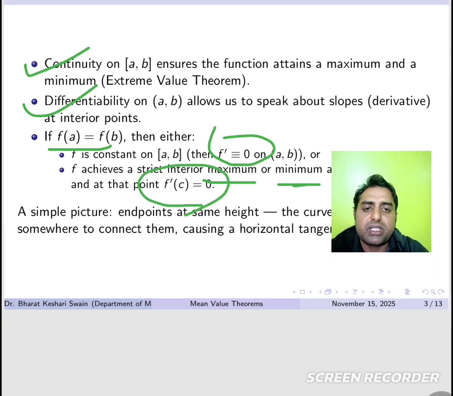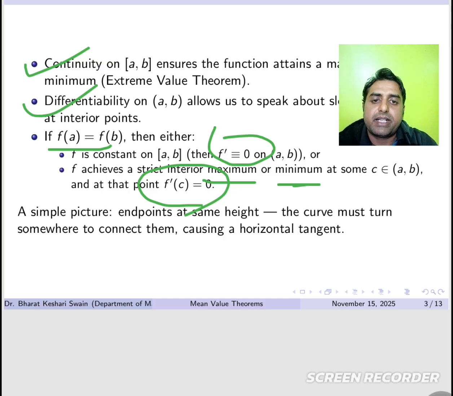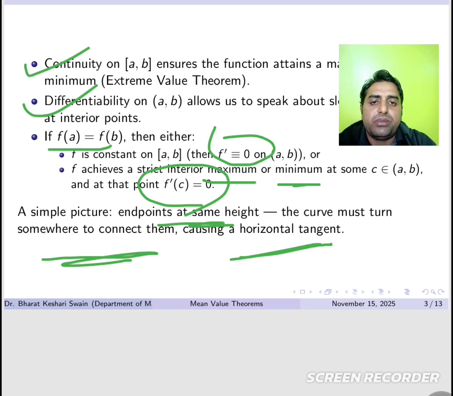So it's a simple picture: the endpoints are at the same height, and the car must turn somewhere to connect them. To connect the points (a, f(a)) and (b, f(b)) in the previous figure, there will be a turn, the car must turn. That causes a horizontal tangent. Okay, now come to the next page.